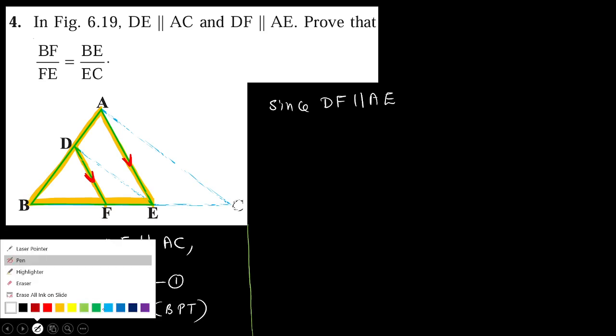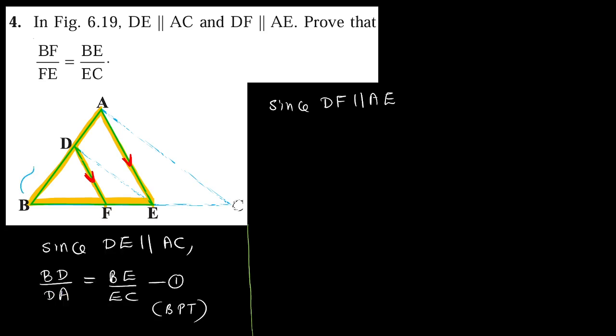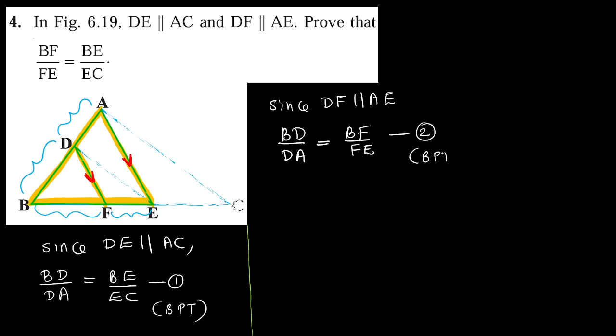Let me complete it. After that you can ask me doubt. BD by DA, the left side ratio, is taken. BD by DA is equal to the right side ratio, which will be BF by FE. Equation number 2, the same principle, BPT.